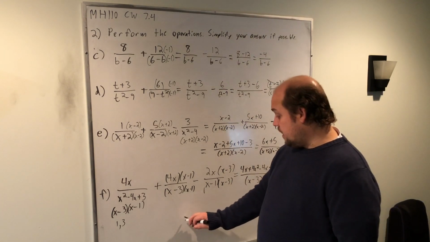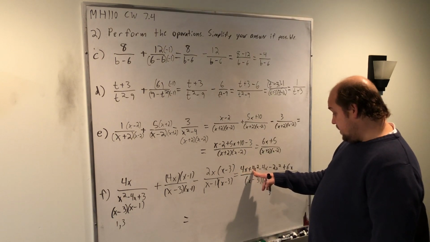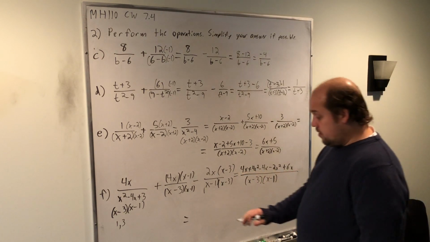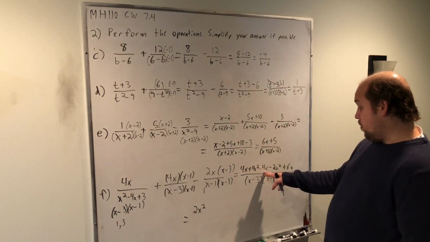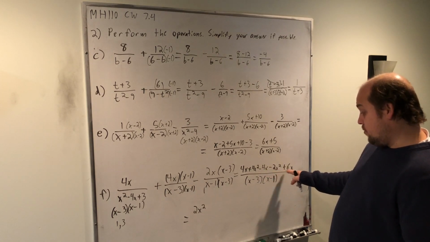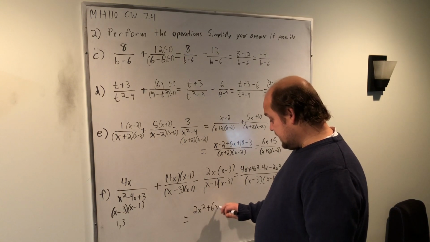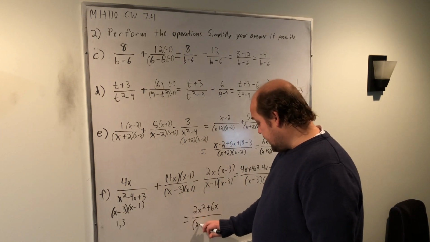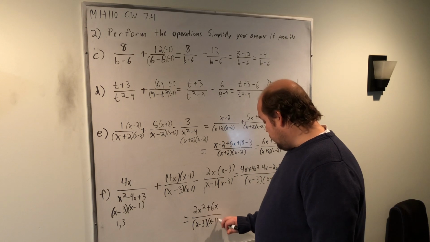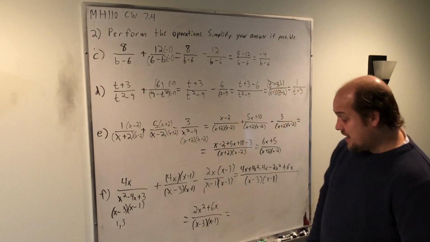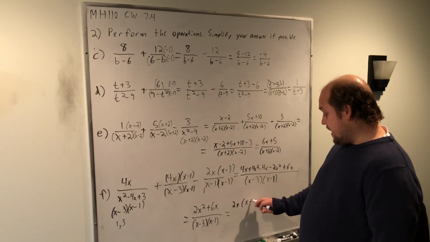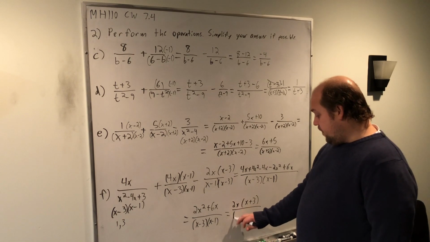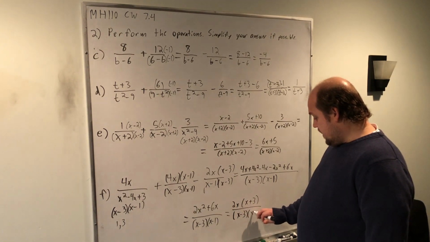If I now combine the like terms on top, positive 4x squared minus 2x squared leaves me with positive 2x squared. Positive 4x minus 4x, that leaves me with no x's, and then I have 6 more here, so I have a total of positive 6x. All over x minus 3, x minus 1. Last step, I'm going to factor the top. I can take a 2x out of each term. If I take out that 2x, I'm left with x plus 3, all over x minus 3, x minus 1.